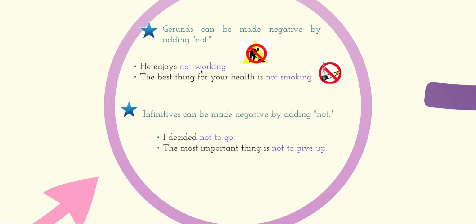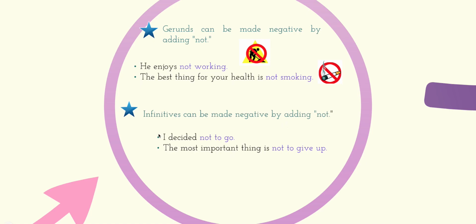Very good. He enjoys not working. This is the complement, the thing that is receiving the action. Yeah? The best thing for your health is not smoking. This is the one that is receiving the action, and it's at the end of my sentence. In this case, I am using gerunds as an object. Let's continue with the second part. Infinitives can be made negative by adding not, of course.